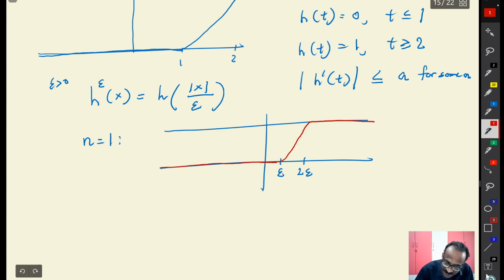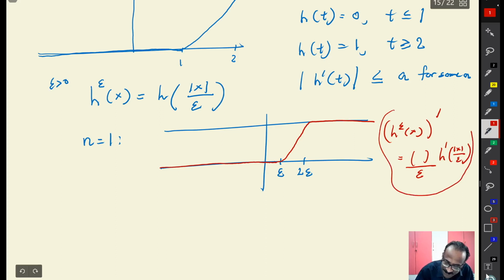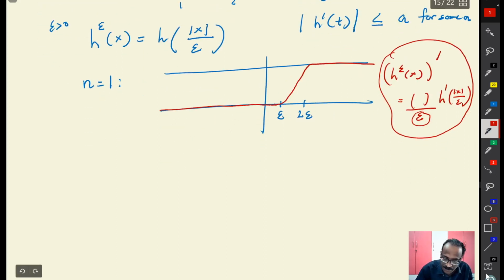If you compute h epsilon prime, it will bring some factor here, divided by epsilon. So you compute this one and h prime, and you can compute mod x by that. So as epsilon goes to 0, even though h prime is bounded, there will be a factor of epsilon here. In higher dimensions it will be something different. For each derivative you can compute that one.